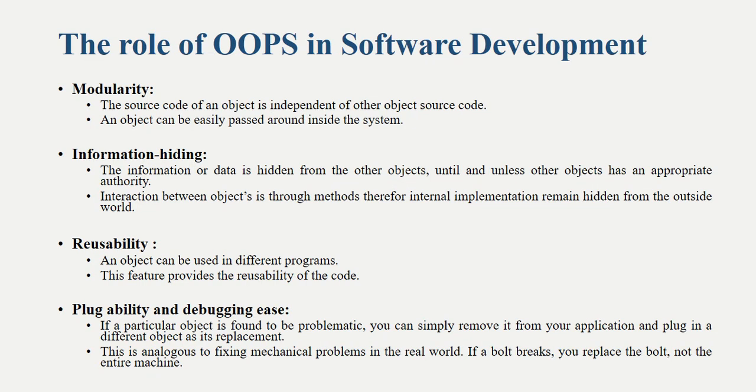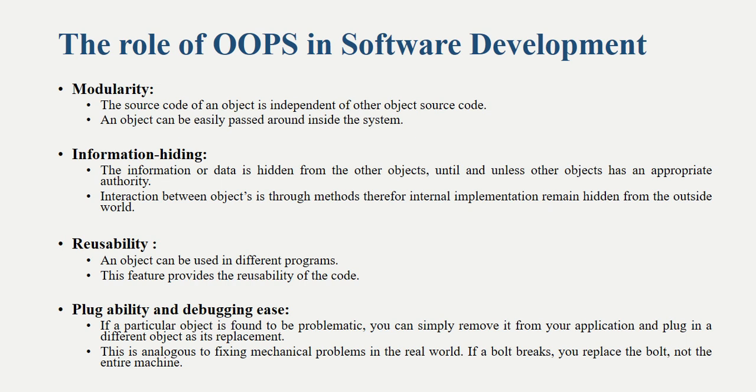Now, why do we use object-oriented programming in developing software? There are so many reasons that you can find, but let's summarize the main things that we can use. Okay, the first one is called modularity.